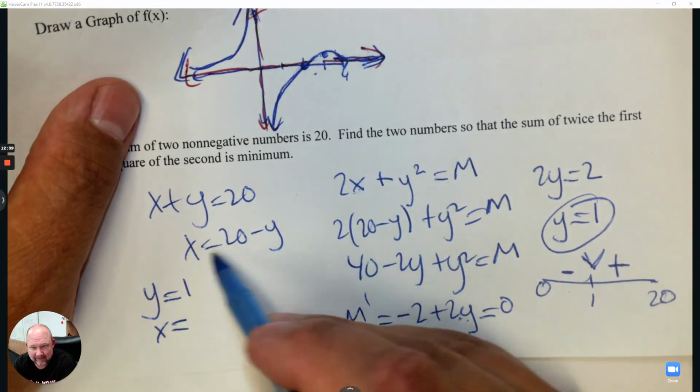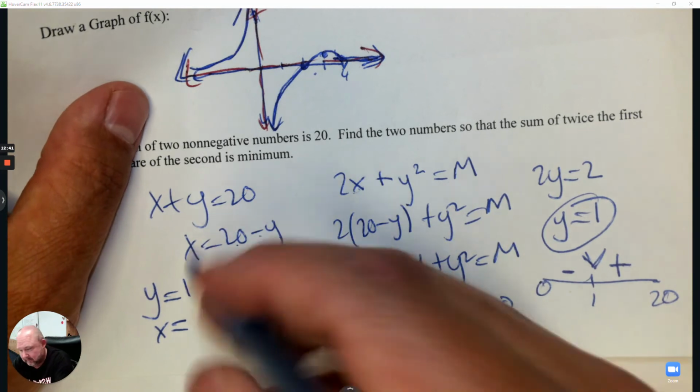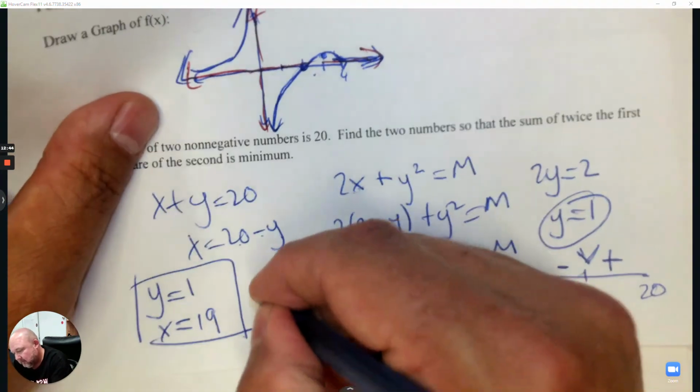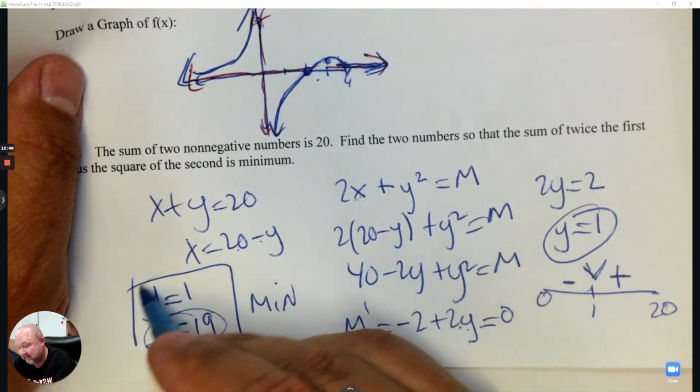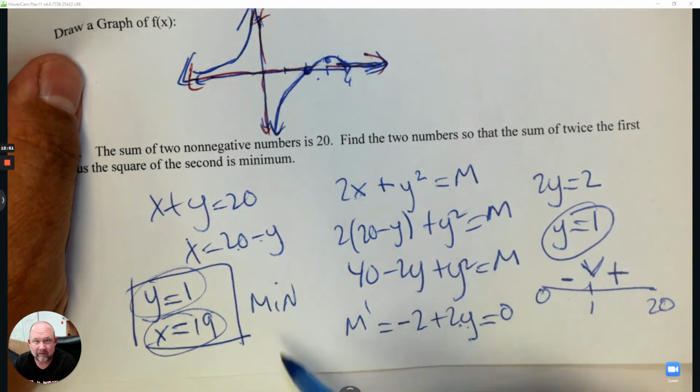And then what would x equal? What's 20 take away 1? When y is 1 and x is 19, or the first number is 19 and the second number is 1, that creates a minimum value.